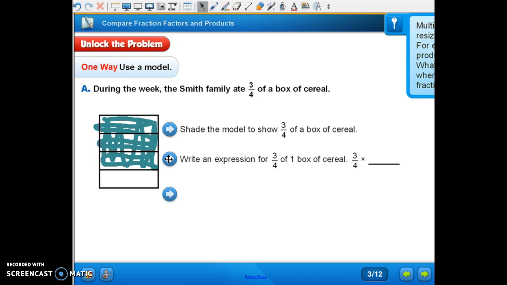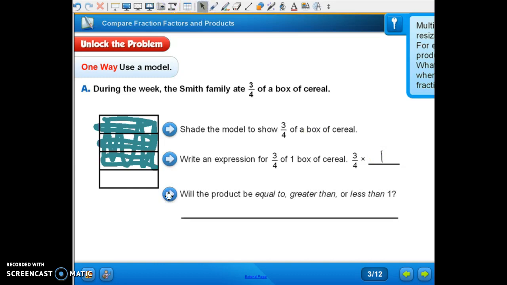Write an expression of 3/4 of one box of cereal. What does of mean when we say it? Multiplication. Multiply. So what are we going to put out there in that blank? 1.